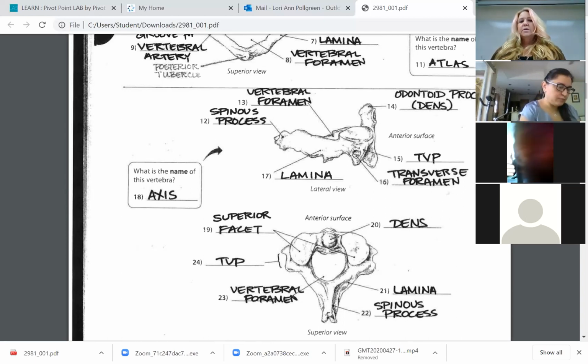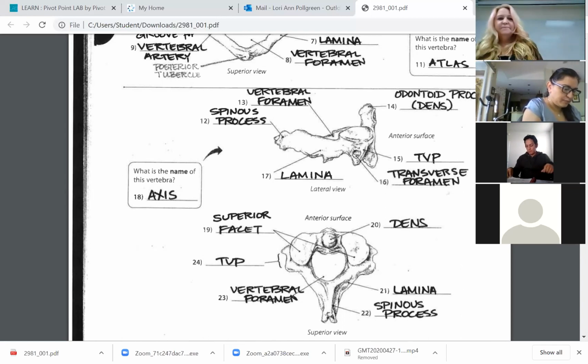20, the dens. So we're just calling the odontoid process the dens for short. 21, the lamina. 22, looking at that spinous process again. 23, vertebral foramen. And 24, transverse process.